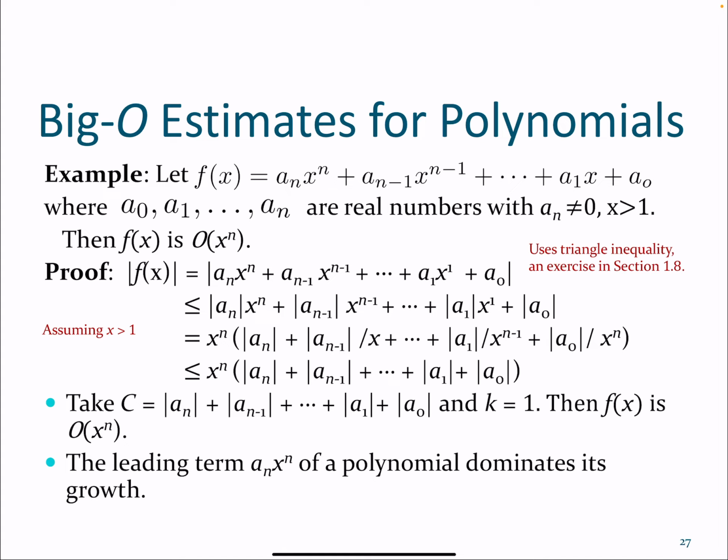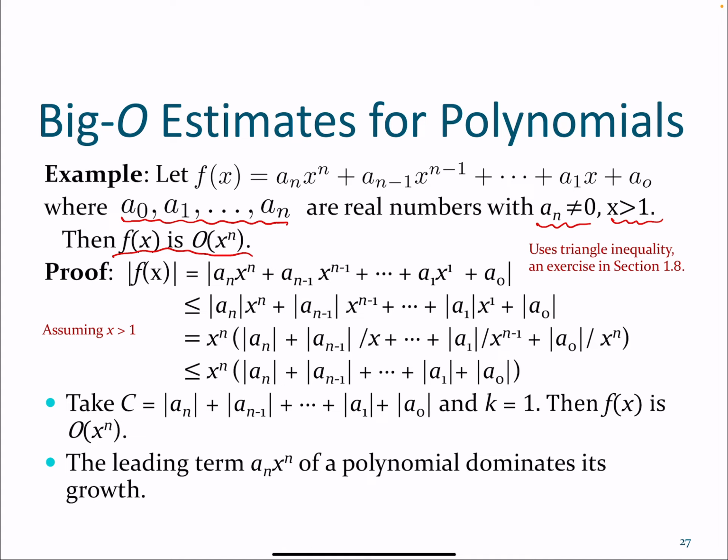In general, given any polynomial f(x) equals a_n x^n plus a_(n-1) x^(n-1) until plus a_1 x plus a_0, where these parameters a_0 to a_n are real numbers with the highest order one, a_n, not equal to 0, and x greater than 1, then in general we say that f(x) is big O of x^n. So how to prove this?